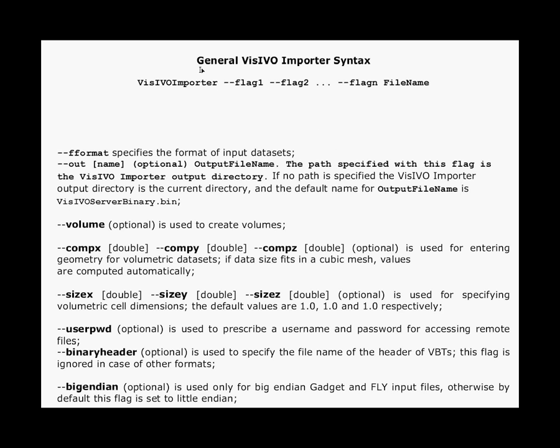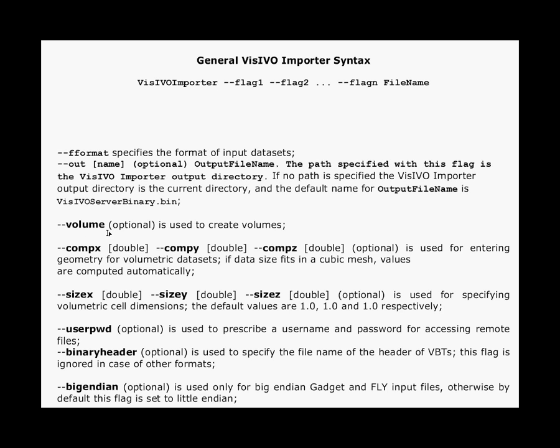VisIVO importer converts user-supplied datasets into a VisIVO binary table. The general VisIVO importer syntax is the following: VisIVO importer --flag 1, --flag 2, and so on, and the file name that contains the user datasets. The --format flag specifies the format of the input datasets. --out specifies the name of the output VisIVO binary table.